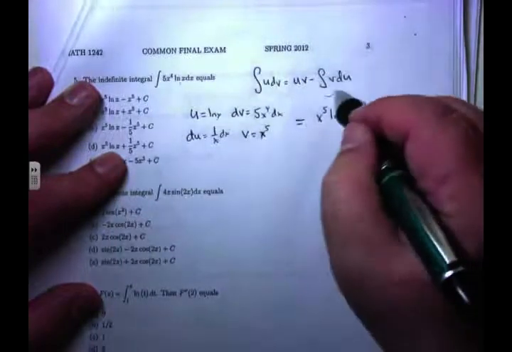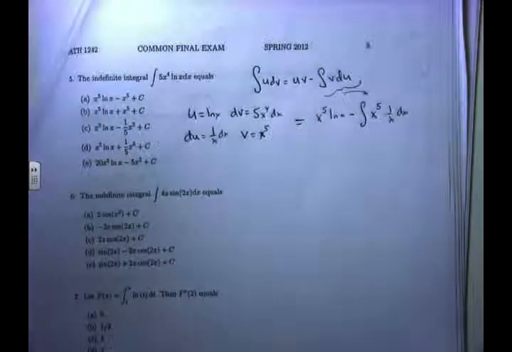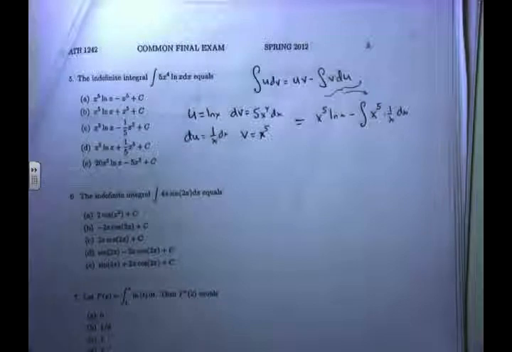And remember, when you're integrating this integral of v du, before you integrate it, clean it up. There is no product rule for integration. The integral of x to the fifth times 1 over x dx is not x to the sixth over 6 times natural log of x. It doesn't work like that. Fundamental calculus always plays a part in this stuff. Clean it up first to be able to integrate it. What is x to the fifth times 1 over x?